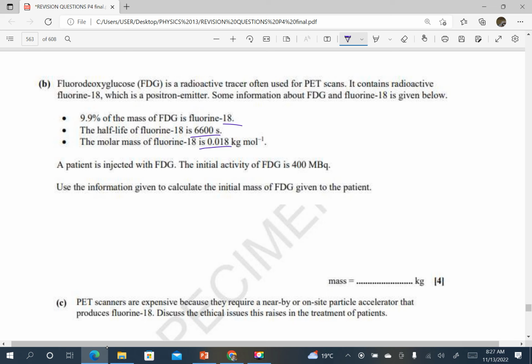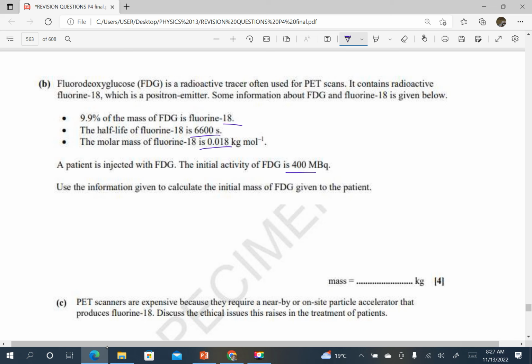A patient is injected with FDG. The initial activity is 400 megabecquerels. That is 400 times 10 power 6 becquerels. Use the information given to calculate the initial mass of FDG given to the patient. So first of all, we need the mass of fluorine before we now find the mass of FDG. So the mass of fluorine.